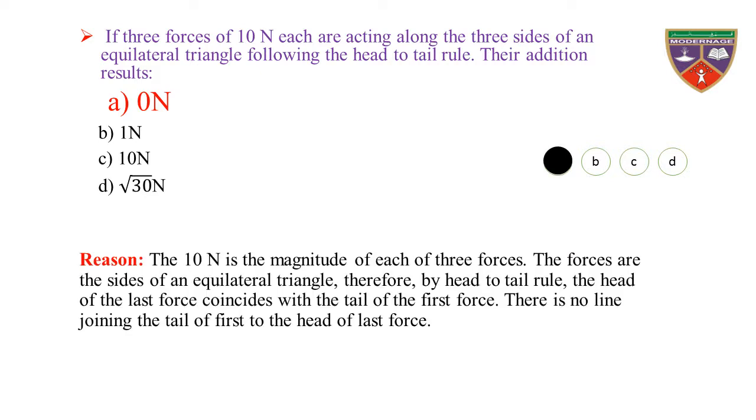Reason: the 10 Newton is the magnitude of each of three forces. The forces are the sides of an equilateral triangle. Therefore, by head to tail rule, the head of the last force coincides with the tail of the first force. There is no line joining the tail of first to the head of last force. Hence, the resultant is 0 Newton.